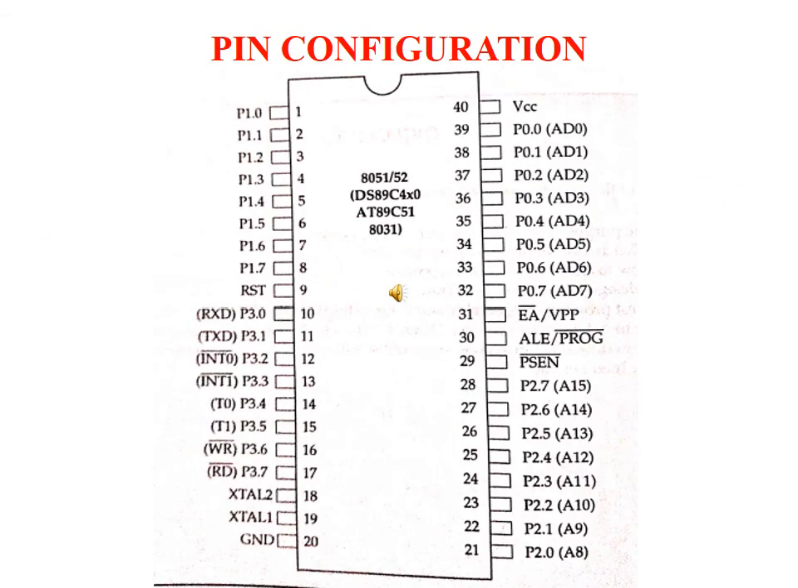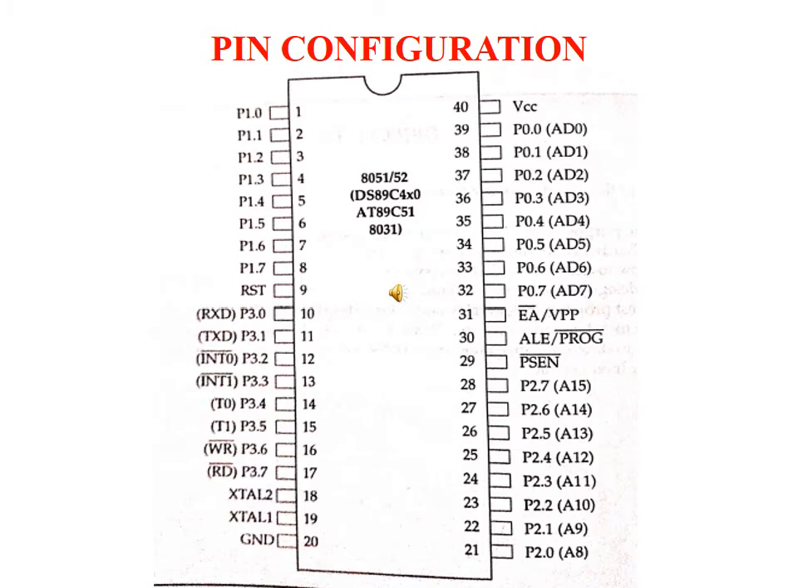So next is the pin configuration of the 8051 microcontroller. The 8051 microcontroller is available in the form of a 40 pin IC, out of which 32 pins are configured for the 4 IO ports which are labeled as P0, P1, P2 and P3. Each of these ports is 8 bits in size. The remaining pins are VCC, ground, external 1, external 2, RST, external access, ALE/PROG bar and program store enable pin.